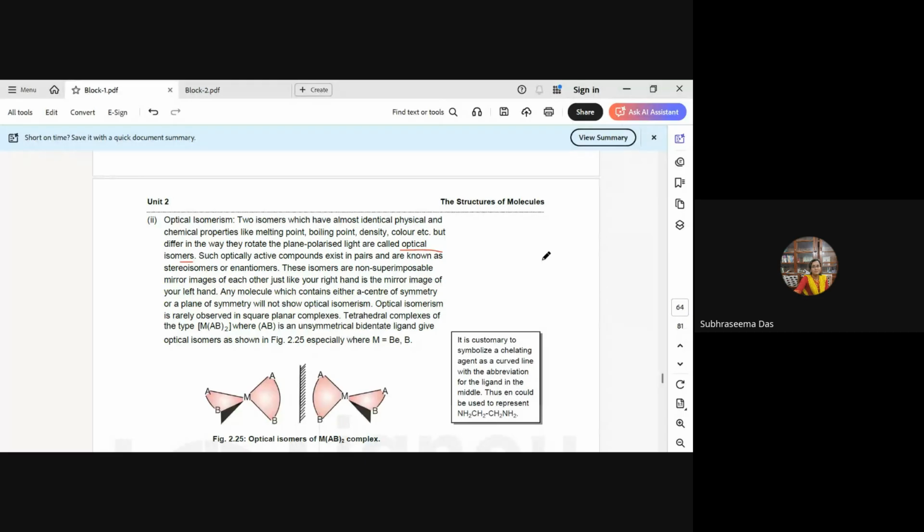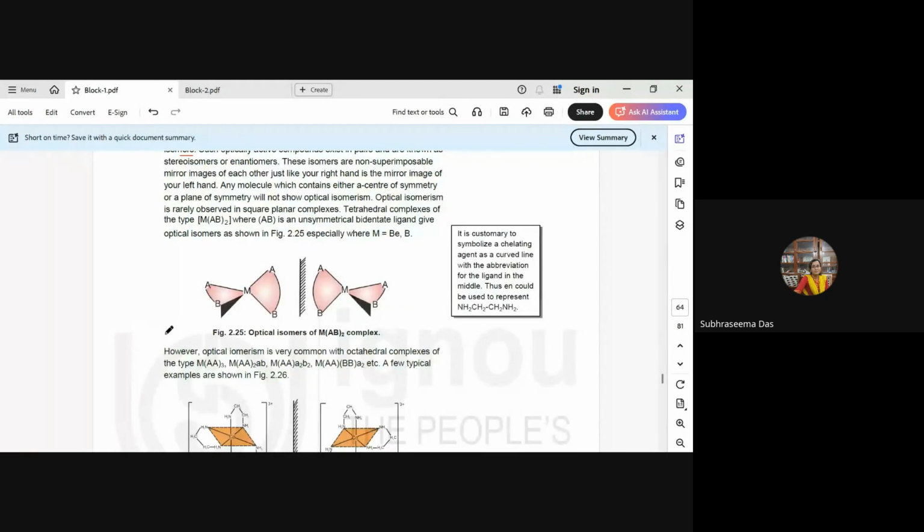Now, when we have tetrahedral complexes of M(AB)2, where AB is a bidentate ligand, then it can show optical activity. So here these are the optical isomers of M(AB)2. That means AB is a bidentate ligand. This is the metal. On this side an AB ligand is attached, and on the other side another AB is attached. Then this is the mirror image. So we see that they are non-superimposable mirror images, and hence it shows optical isomerism.